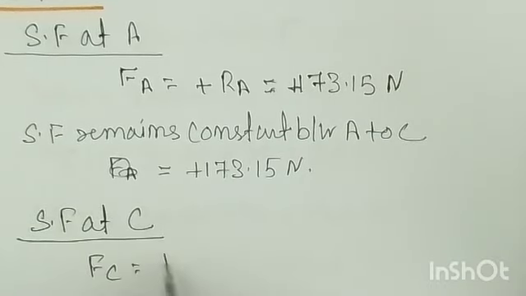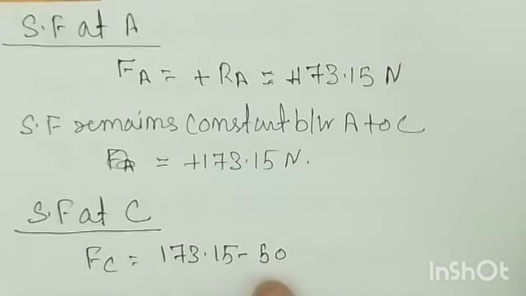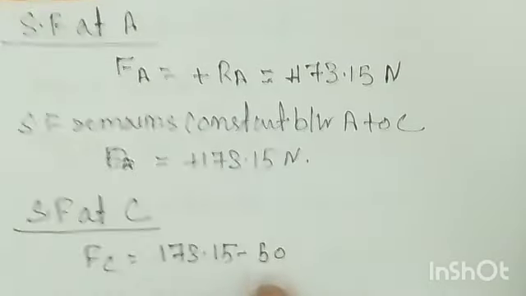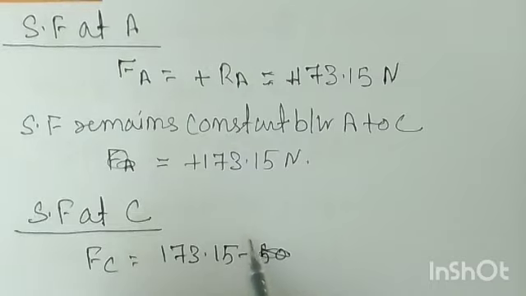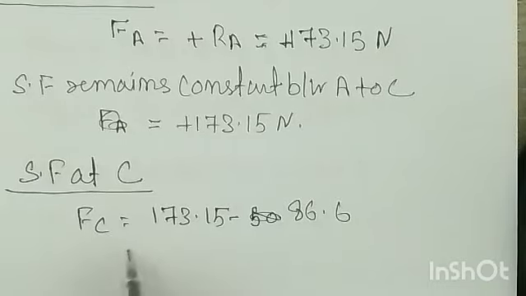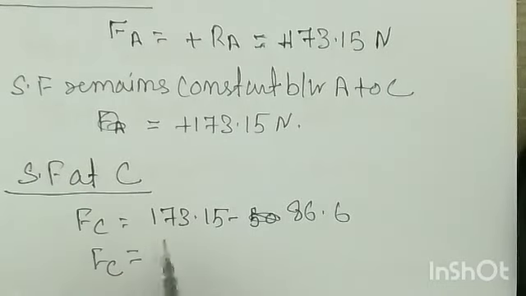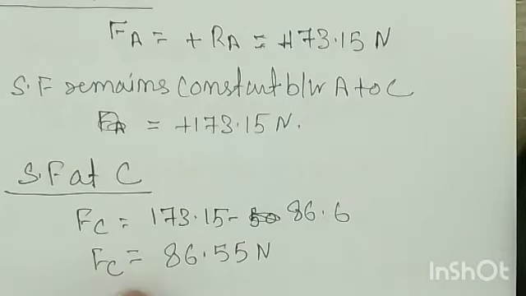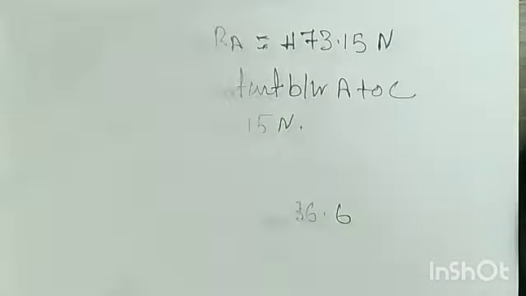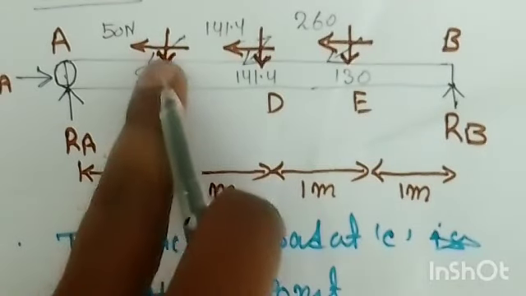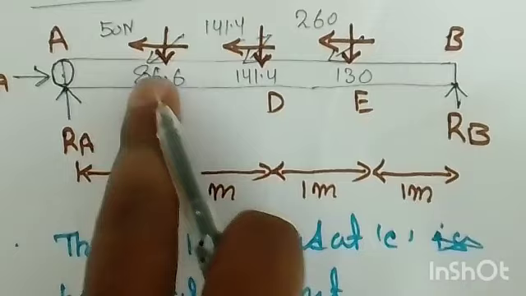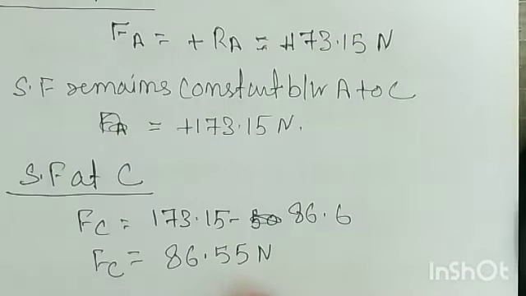So the shear force at C, FC, is equal to 173.15 minus 50. Why? Because it's 86.6, I'm sorry, that is 86.6. So when you calculate this value, you'll get FC equal to 86.55. You can cross-check the values, 86.55. It means that because of this vertical downward force at C, we have subtracted, and now the shear force value becomes 86.55 Newton.